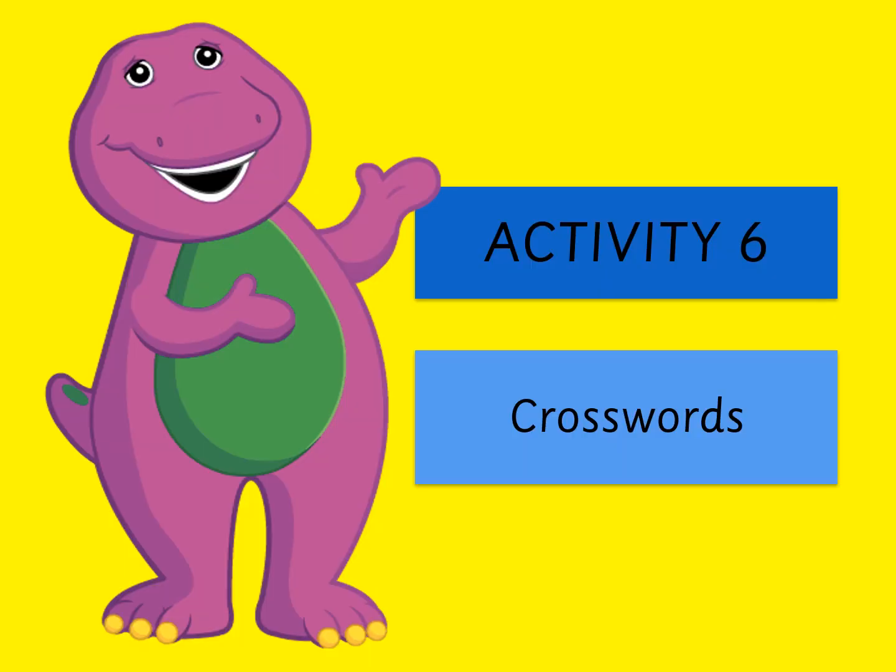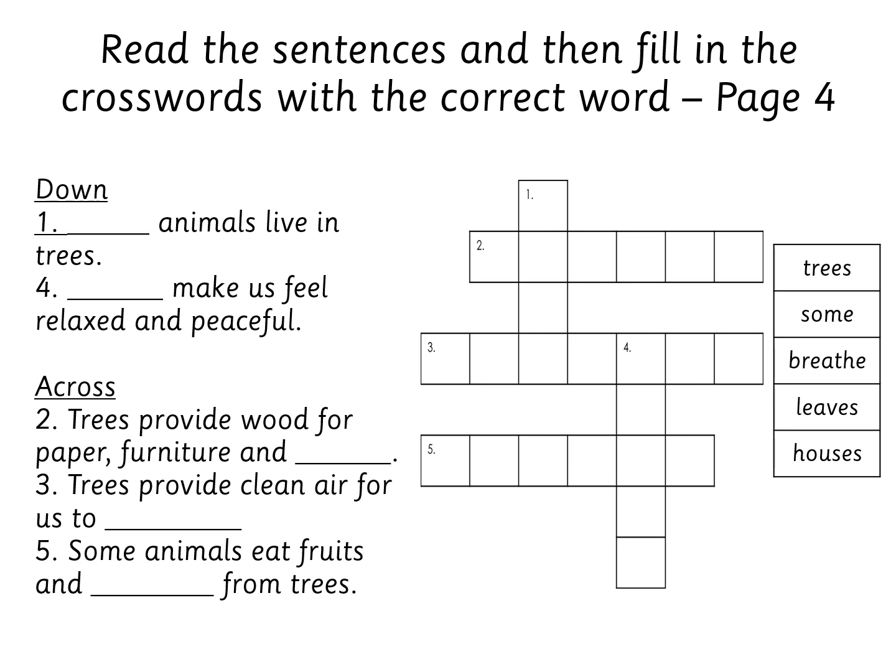This is our last activity, activity 6 on crosswords. Read the sentences and then fill in the crosswords with the correct word on page 4. These are the answers. For example, for the first question, number 1, animals live in trees. So the answer is some. S-O-M-E.